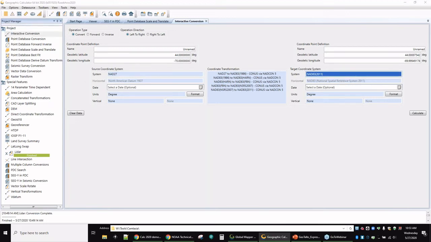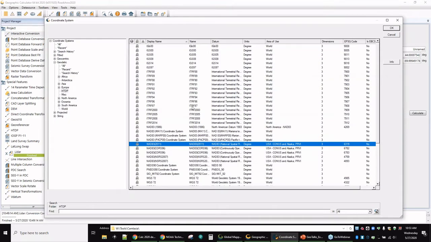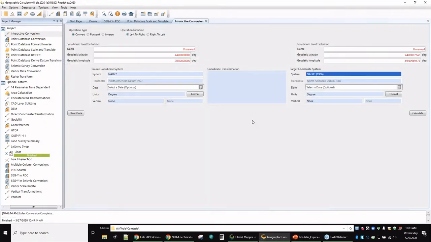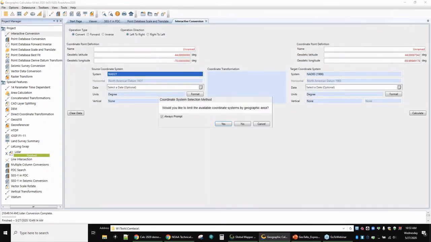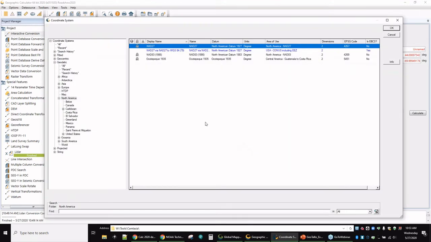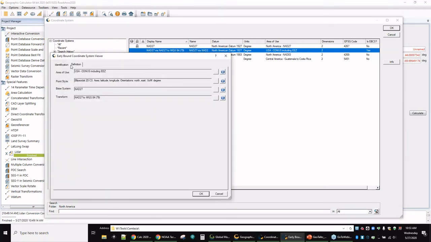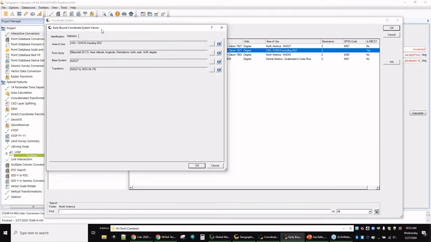Now, I'm going to just set my coordinate systems back the way they were here. So I'm going to go back and get my NAD83 coordinate system. And I'm going to come in here and pick a different coordinate system. So NAD27 via NAD27 to WGS84. You see I've got this blue custom coordinate system right here that is an early bound transformation. So this is a new component of the application that we are just releasing in this version.